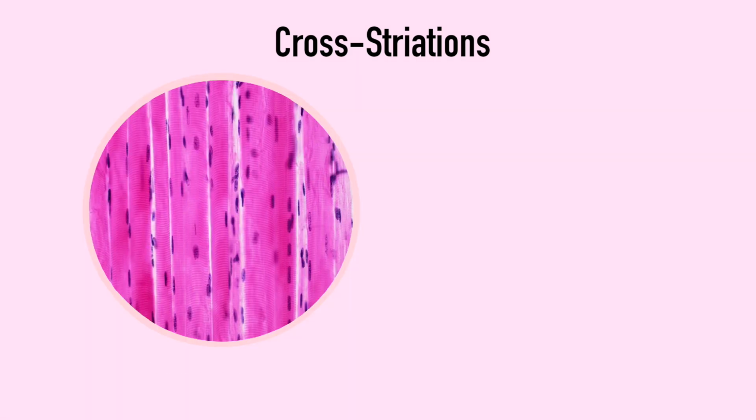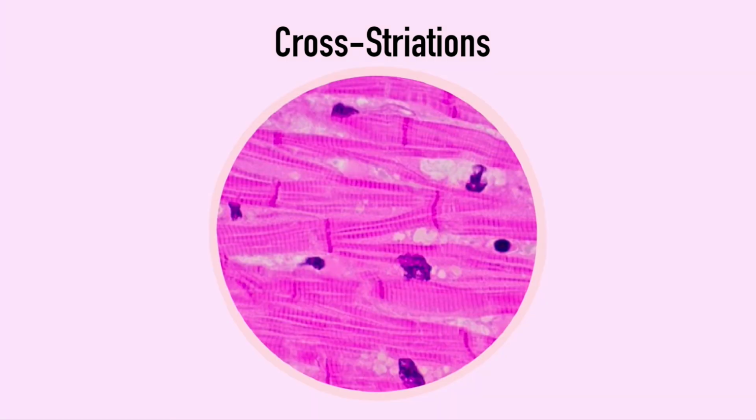The last feature of cardiac muscle that we will talk about today is cross striations. There are two types of muscle that are classified as striated muscle, and those are skeletal and cardiac muscle. Today we'll take a look at cross striation on a slide of cardiac muscle. Striations on muscle appear as dark lines.